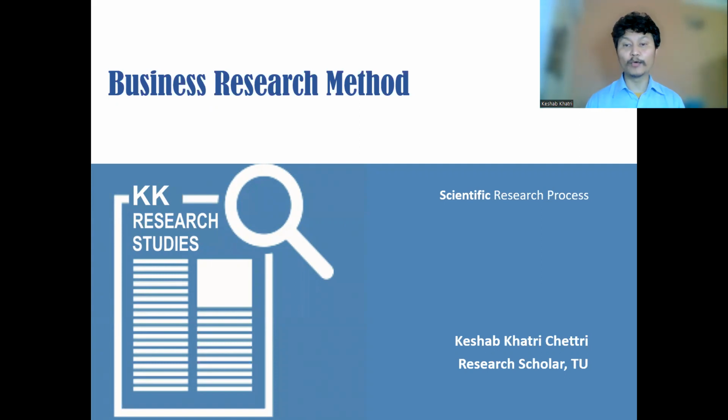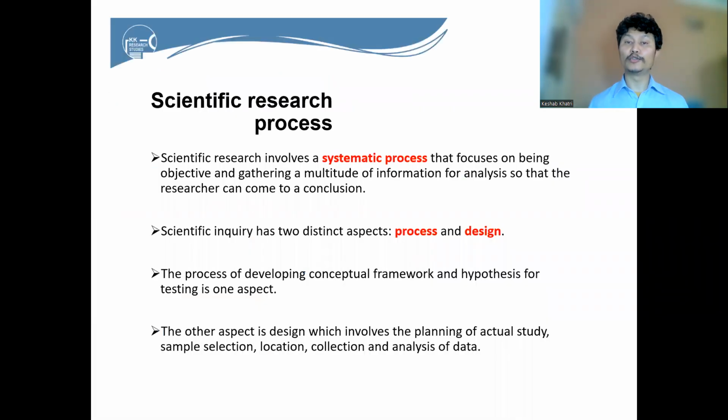So in this video, we are going to talk about the scientific research process. Any process that involves systematic steps to carry out any form of research, and that eventually leads us to a logical conclusion, can be termed the scientific research process. It's a systematic process, and the entire research process can be divided into two components: process and design.